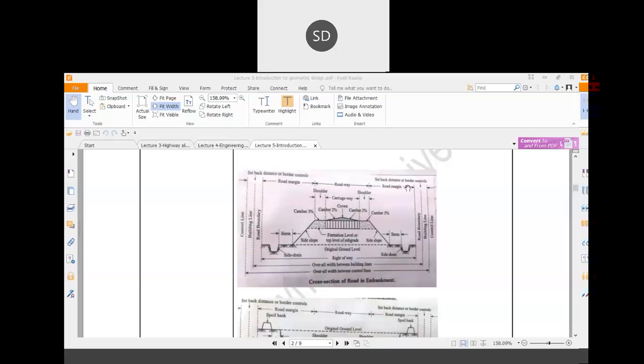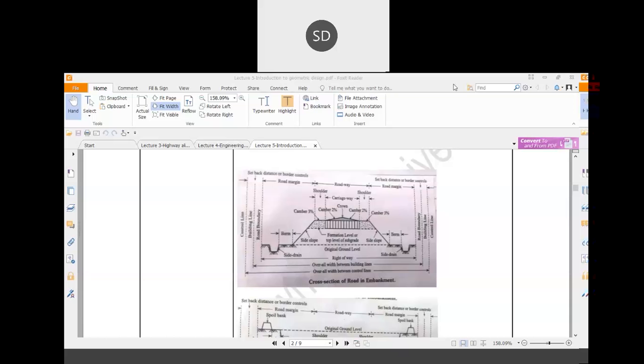That is the land up to which the road authority or government can exploit the road for road construction. After that, another boundary is there, called the building line. From the road boundary up to that building line, no construction activity is allowed in that portion.